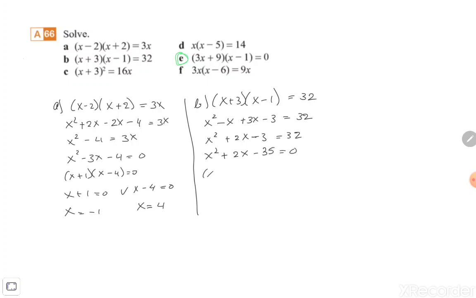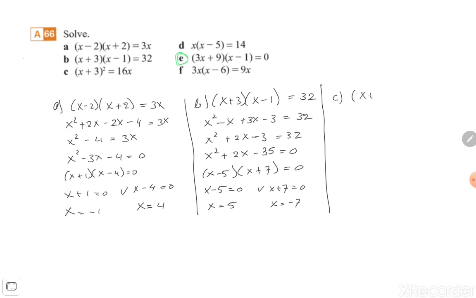So (x minus 5) multiplied with (x plus 7) is equal to 0, because minus 5 times 7 is minus 35, and if you add those two, you get 2. So x minus 5 is equal to 0, or x plus 7 is equal to 0. So x is 5, or x is minus 7. And those are the two solutions. So if you look at exercise A and B, you'll find on the right side not equal to 0, so you need to work it out. Let's just look at exercise C.